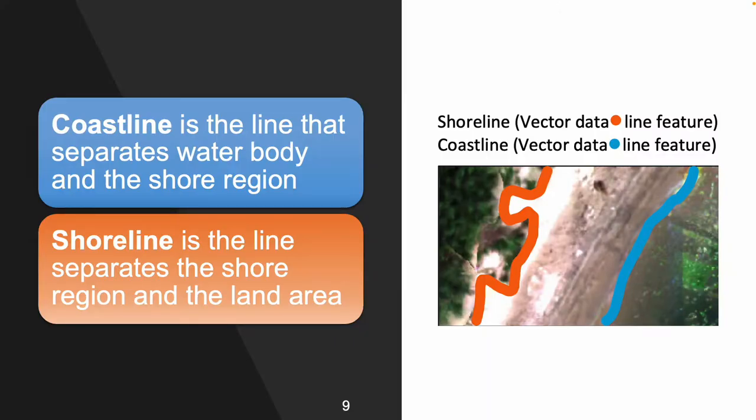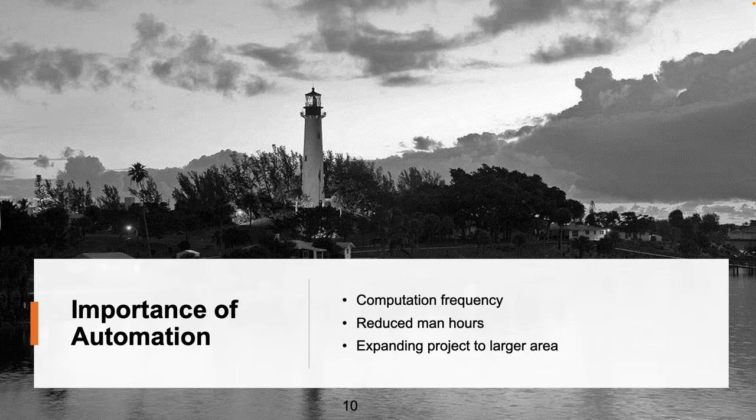Firstly, I just wanted to introduce certain terms which are needed for this project. That is coastline and shoreline. Shoreline is the line where the beach ends and the land starts, and coastline, which is otherwise called waterline, is the line where the water body and the shore region meet. Shoreline is being used very often to perform the computation of volume change. So automating this computation of volume change will reduce the human intervention, and it can also be extended to more Bureau of Land Management areas or sites in the future.